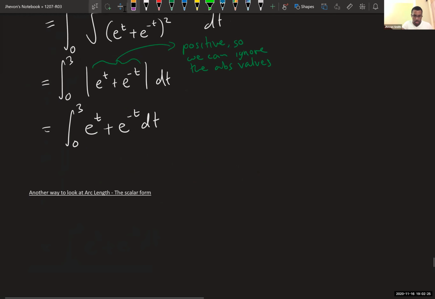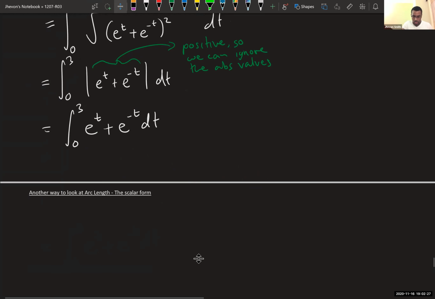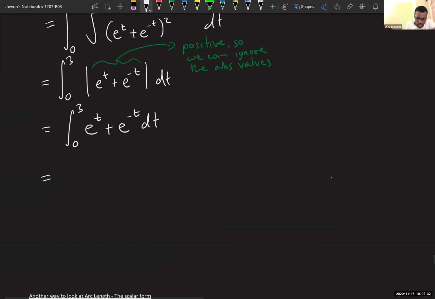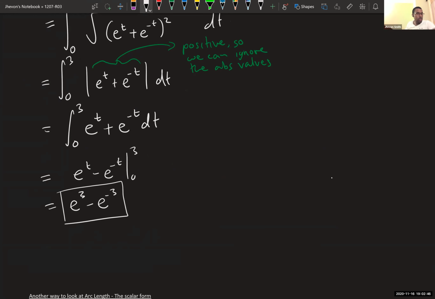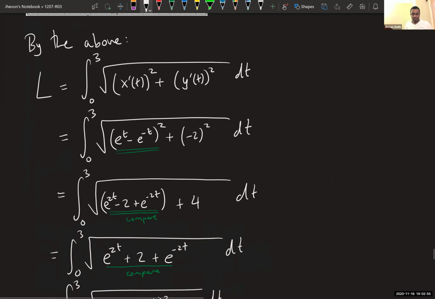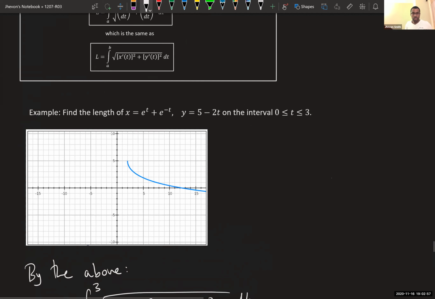And it's going to be e to the t minus e to the minus t between 0 and 3. If I plug in 3, I get e cubed minus e to the minus 3. If I plug in 0, I get 1 minus 1. So that's the length of that curve. E cubed minus e to the minus 3 is the length of that blue curve.